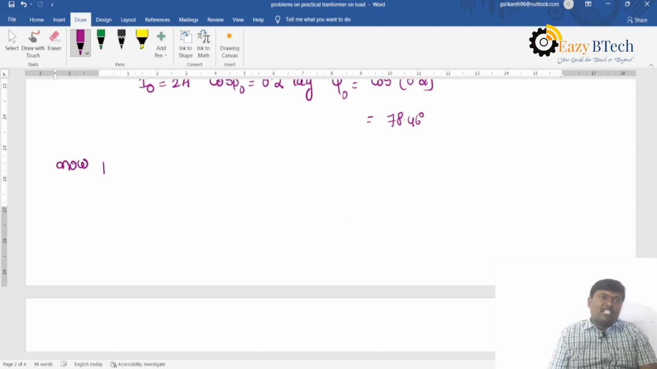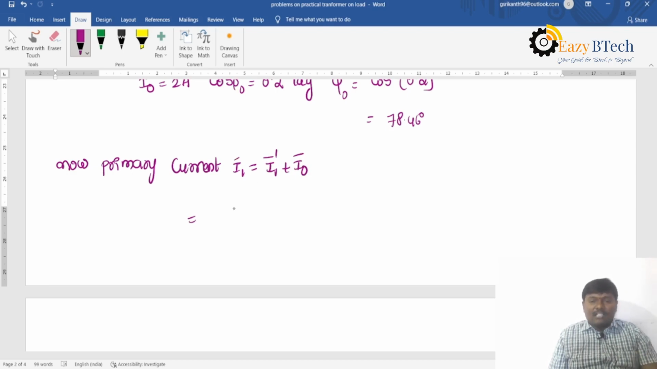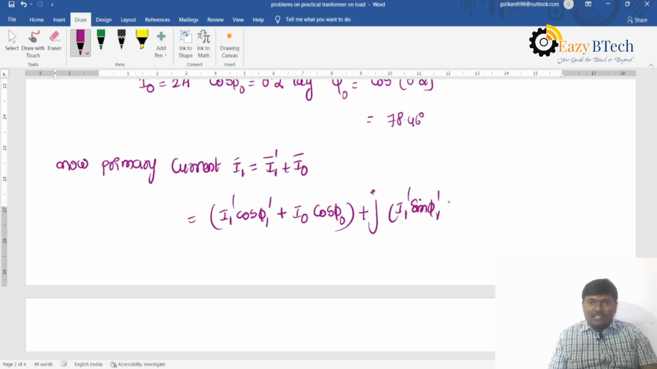Now the primary current I1 is equal to I1 dash bar plus I0. So it has an active component, reactive component. So I1 dash cos phi 1 dash, then I0 cos phi 0. I am separating the real component and imaginary component. J times of I1 dash sin phi 1 dash plus I0 sin phi 0.